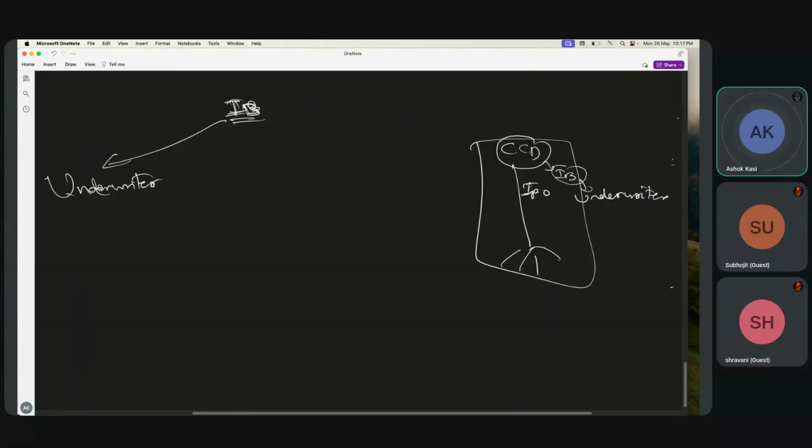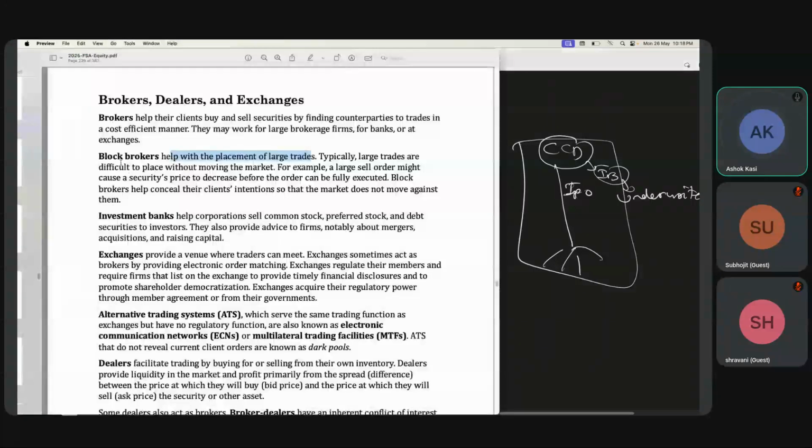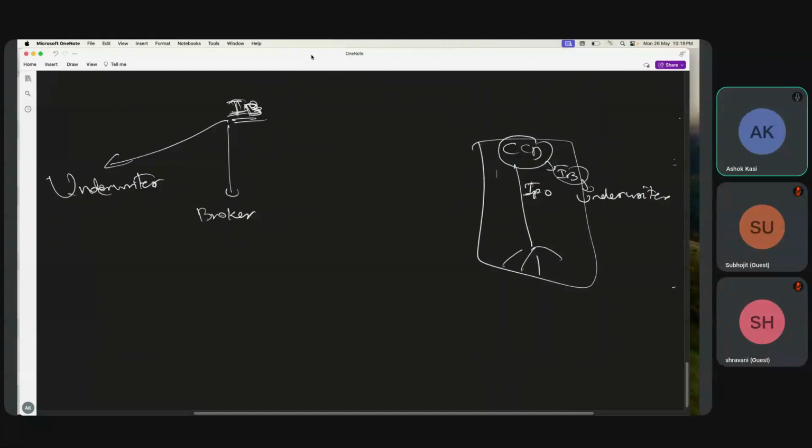Okay, then what are the other works that they do? They act as a broker also. Like this kind of work also they will do, like block brokers or brokers. So they act as the broker. Then they act as the dealer as well. Dealer means what? They are placing trade for their own firm, because here they are helping others, correct? Broker, here they are executing instructions given by the investor.